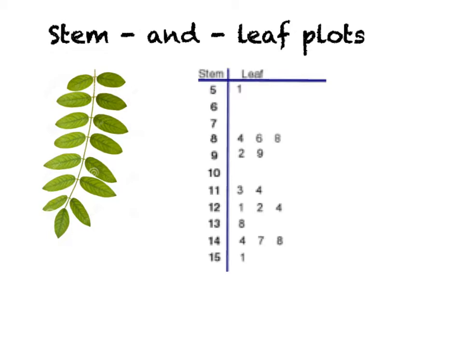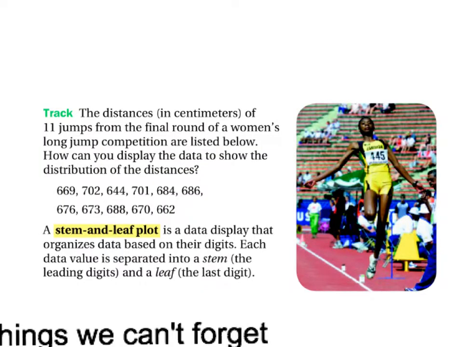So let's go ahead and get into one. Alright, so we're going to do a problem that's based on some track information. The distance in centimeters of 11 jumps, okay, from the final round of a women's long jump competition are listed right there. And what we're going to do is use a stem and leaf plot to display this data, and then we'll be able to interpret some of that data once it's displayed. So these are the 11 values that we're going to be working with.